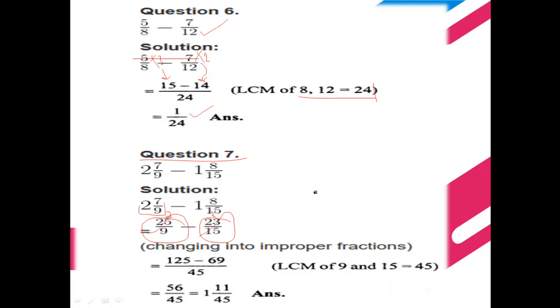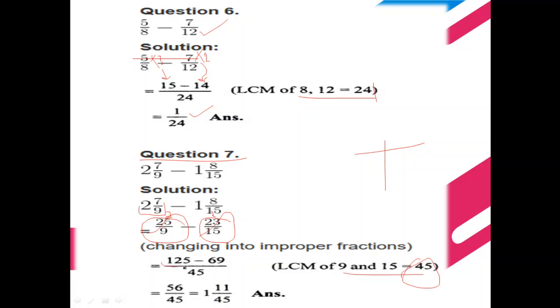And then we take the LCM of 9 and 15. Here I am writing the LCM directly, but you have to show the LCM. Okay. 9 and 15 LCM is 45. Here the same process we apply. 9 will divide into 45, 5 times, and 5 will multiply by 25.